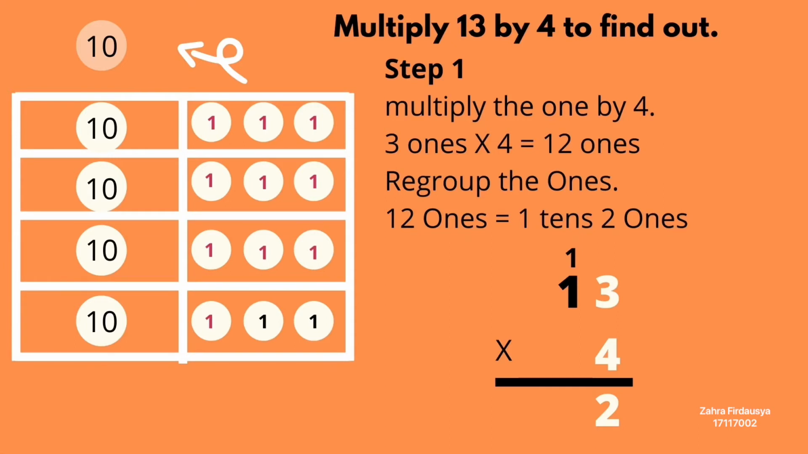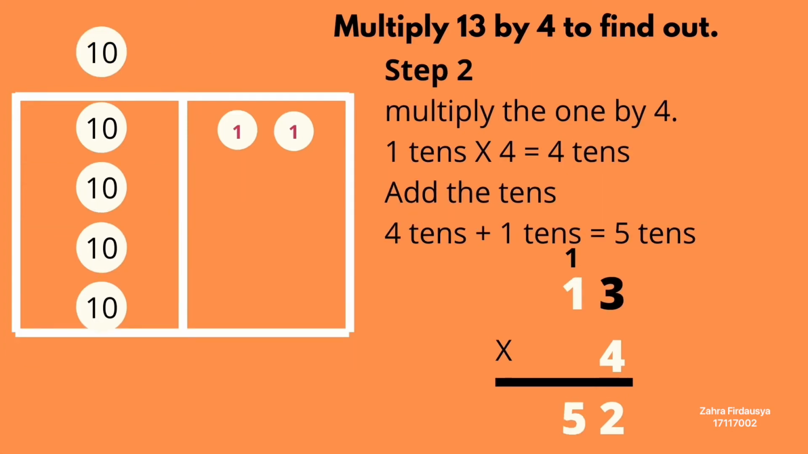Step 1, multiply the ones by 4. 3 ones times 4 is 12 ones. Regroup the ones. 12 ones is 1 ten, 2 ones. Jadi 12 itu 1 puluhan dan 2 satuan. Karena hasilnya 12, kita taruh 2 di bawah 4 dan 1 kita masukkan ke dalam puluhan.